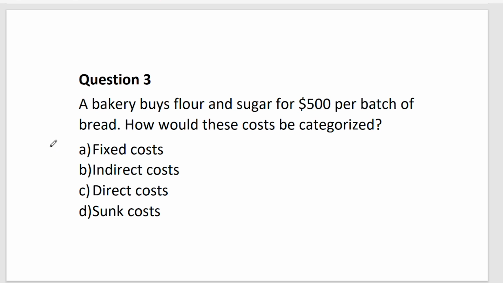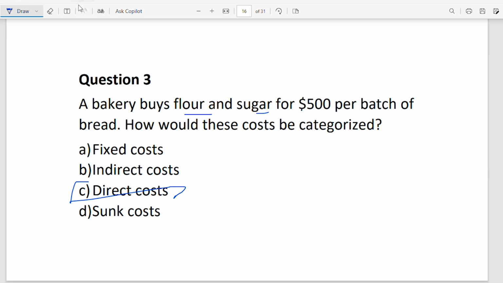Now, a bakery buys flour and sugar for $500 per batch of bread that they make. So how would this cost be categorized? If they're making bread, it means flour and sugar is a direct ingredient. And so that means it is a direct cost. So direct costs are just the costs that are directly incurred in whatever is being produced, while indirect costs are the costs that are not directly incurred in whatever is being produced. So that is what makes that one a direct cost.